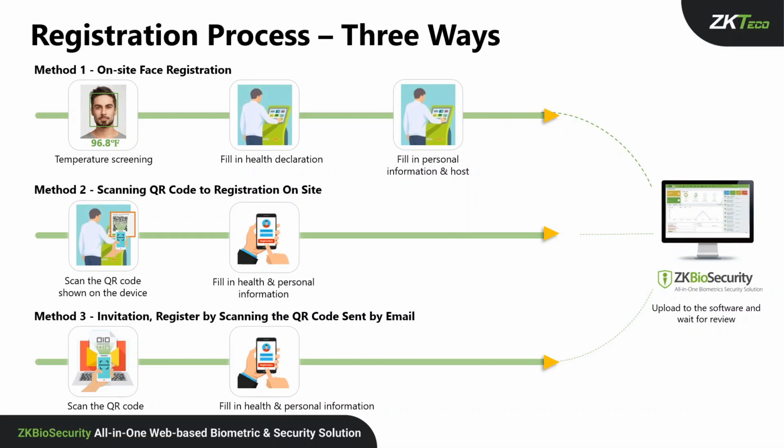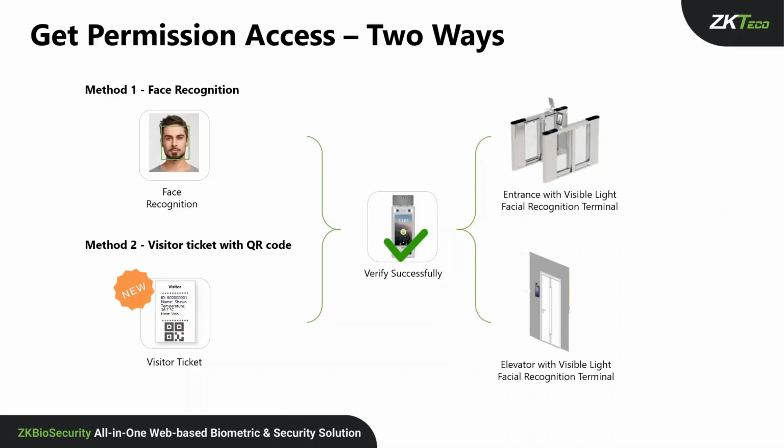And the second method, scanning QR codes to register on site. And the third method, invitation register by scanning the QR code sent by email. The visitor can go to the online reservation link, then fill in their personal information, and then they are able to get the QR code.